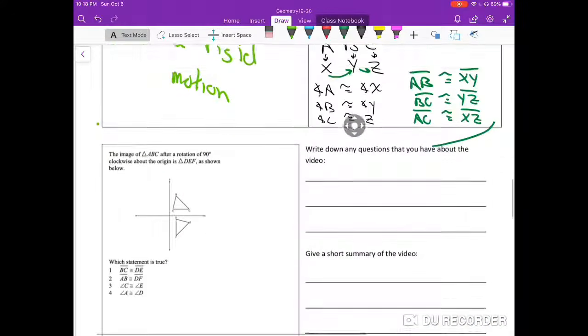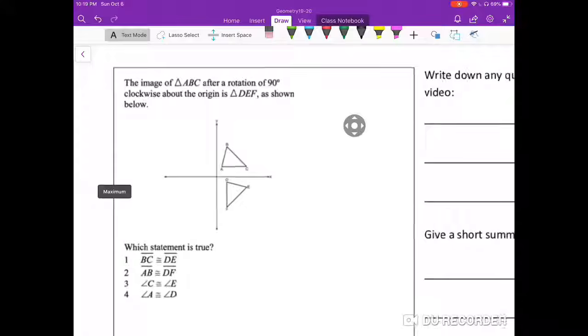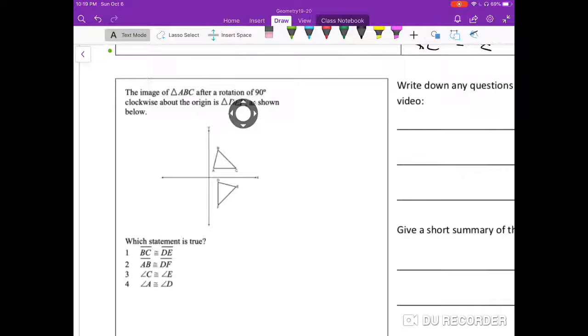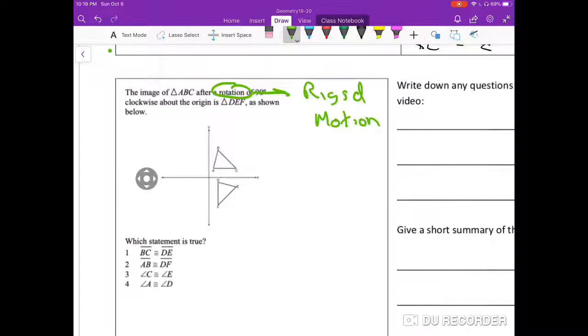All right, one more question. The image of ABC after a rotation of 90 degrees clockwise about the origin is triangle DEF as shown below. So which statement is true? We know that they're all congruent because, remember, a rotation is a rigid motion. So we want to figure out which pieces here correspond to one another.